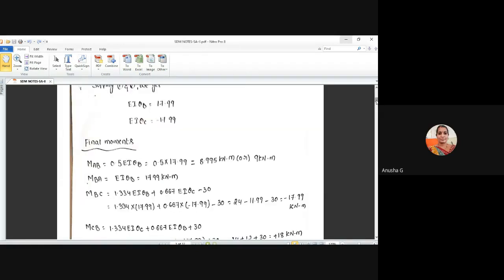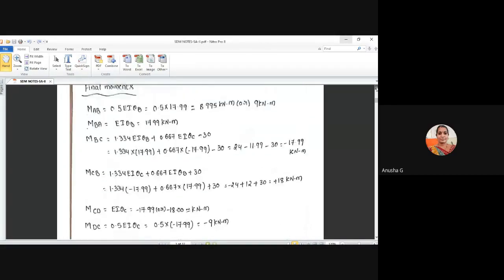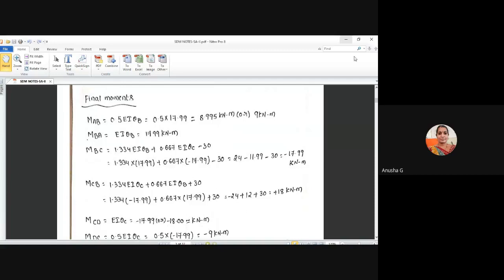Final moments. Next, at step 4, we have to calculate the final moments. Now we'll substitute the values in our final moments equation. This is our starting slope deflection equation. Whatever value you get, MAB equals 0.5 EI theta B. Directly substitute the value, then we will get the value of MAB. MAB equals 9 kilonewton meter.